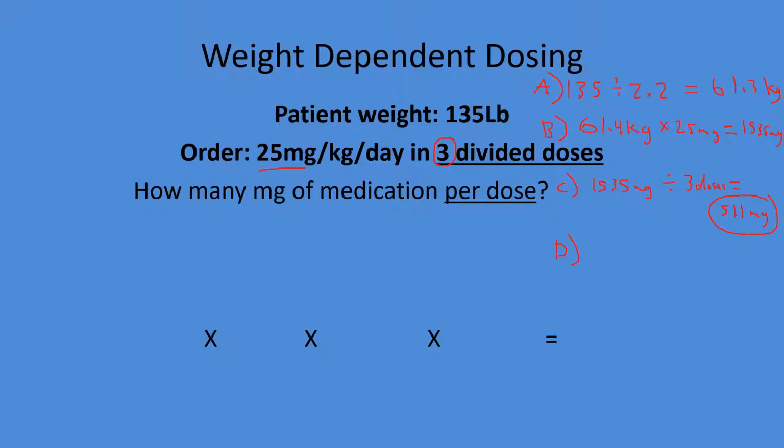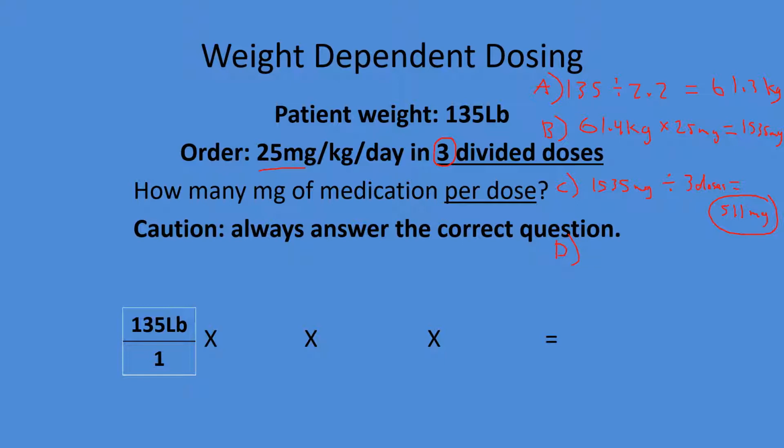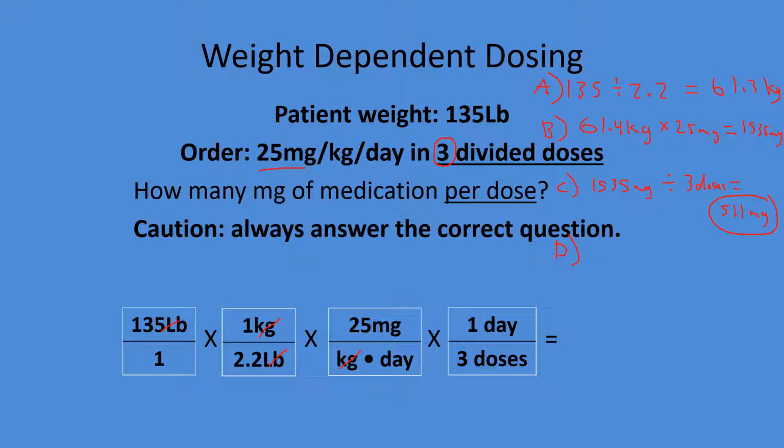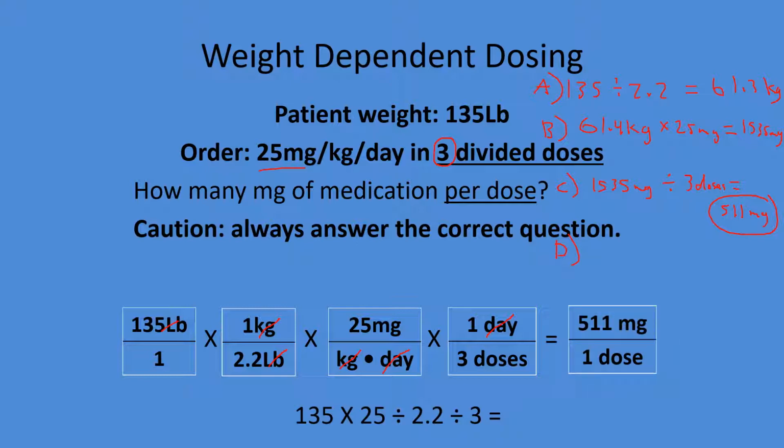So let's see. They got the weight. You want to divide by 2.2, multiply by the order, 25, and then divide by the doses. So if you're keeping track of the units, that's how they cancel out. And you're left with milligrams per dose. Yeah, so we got it. About 511.